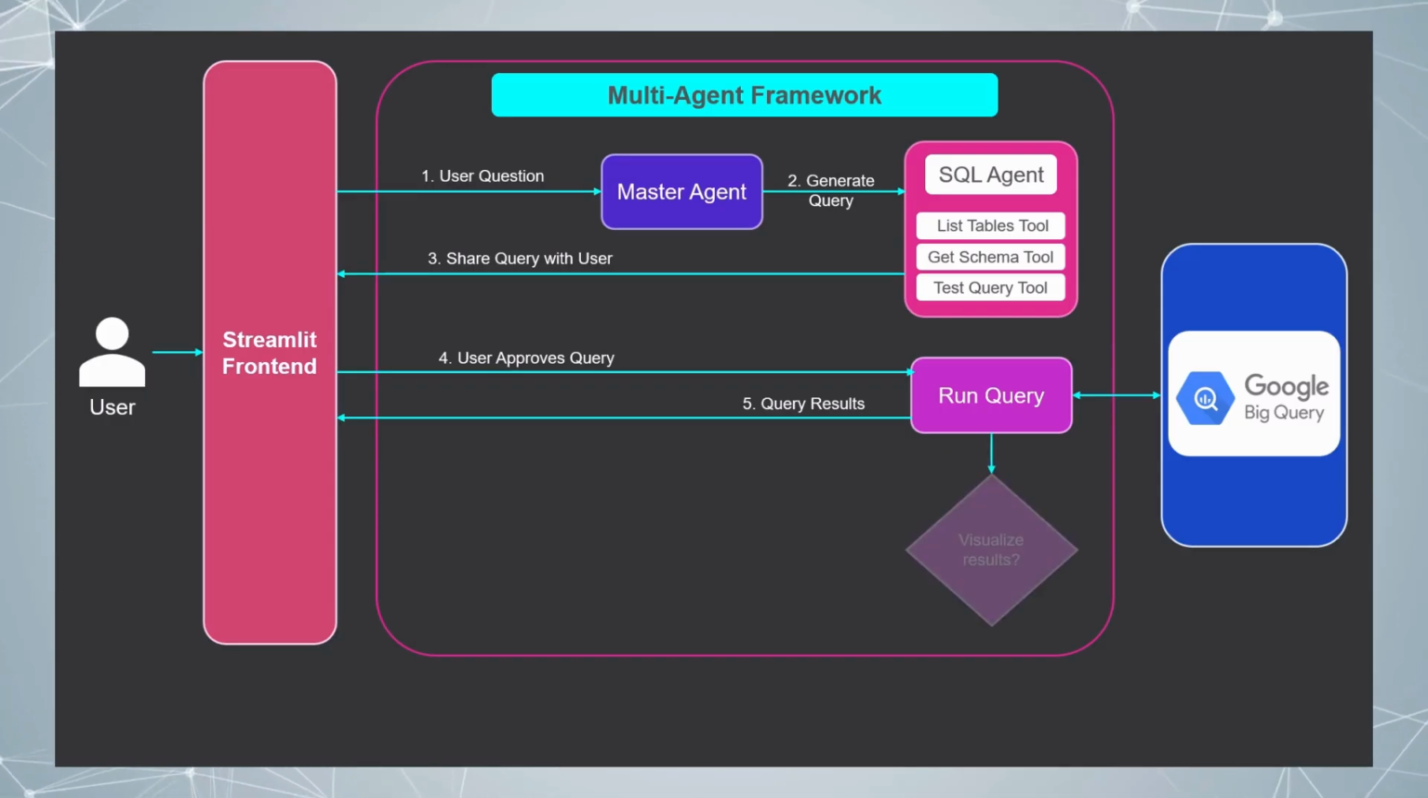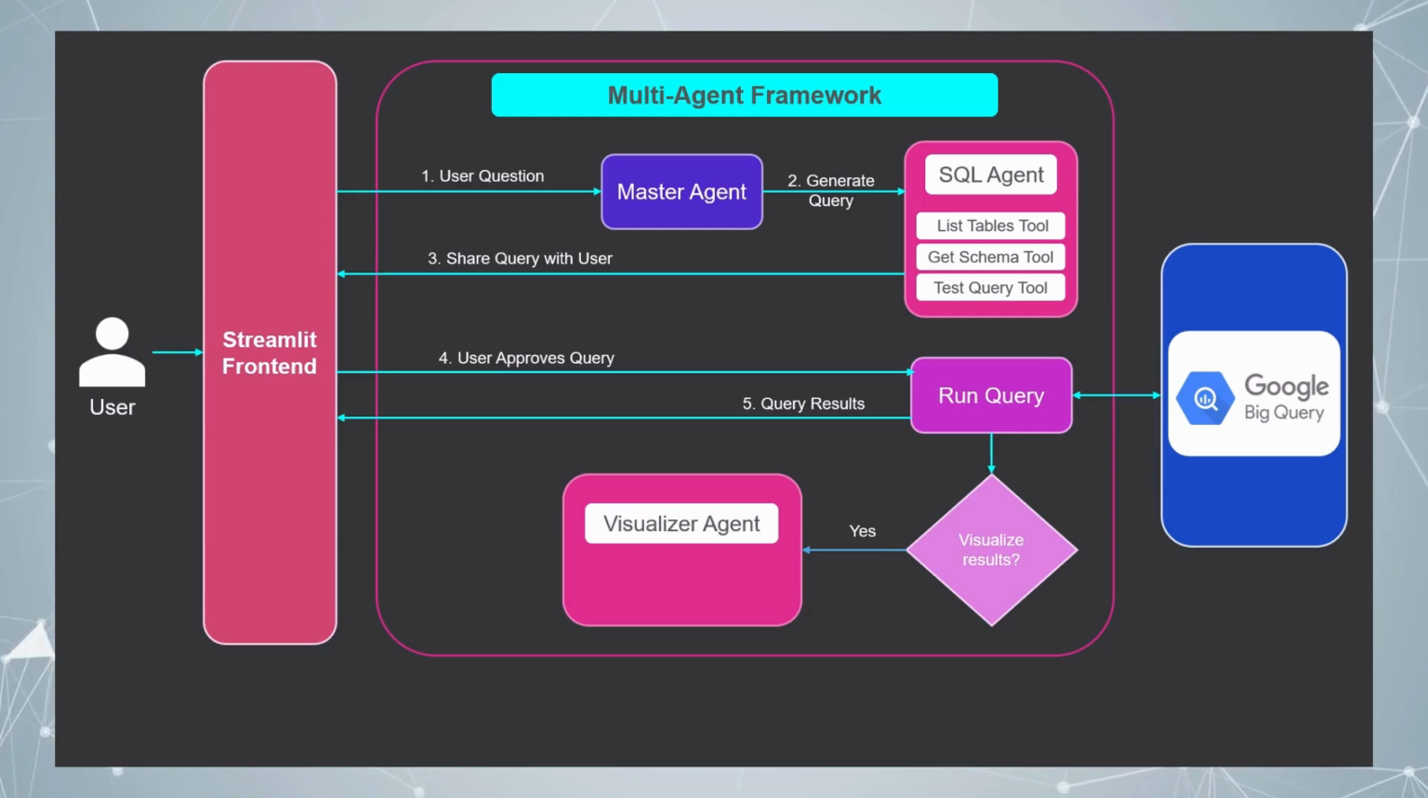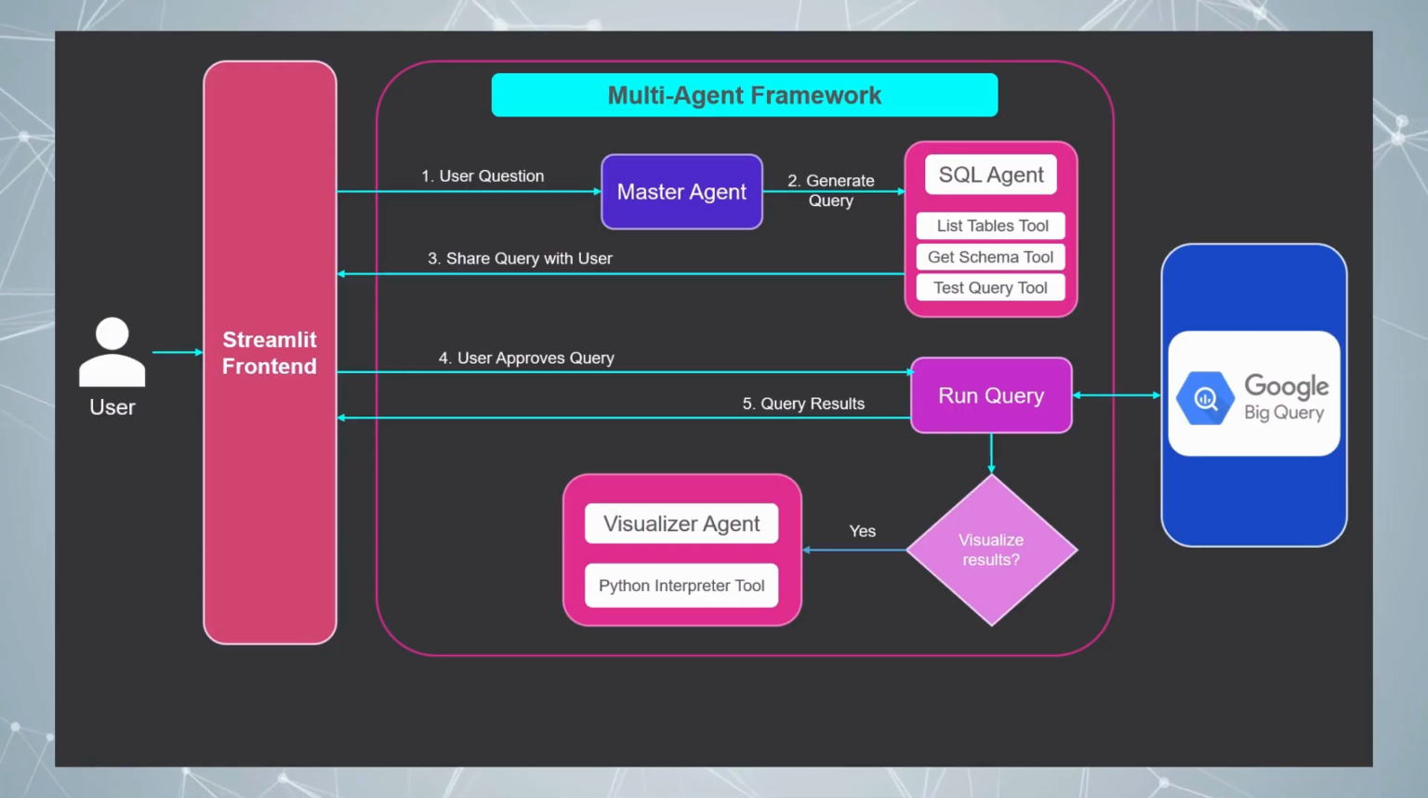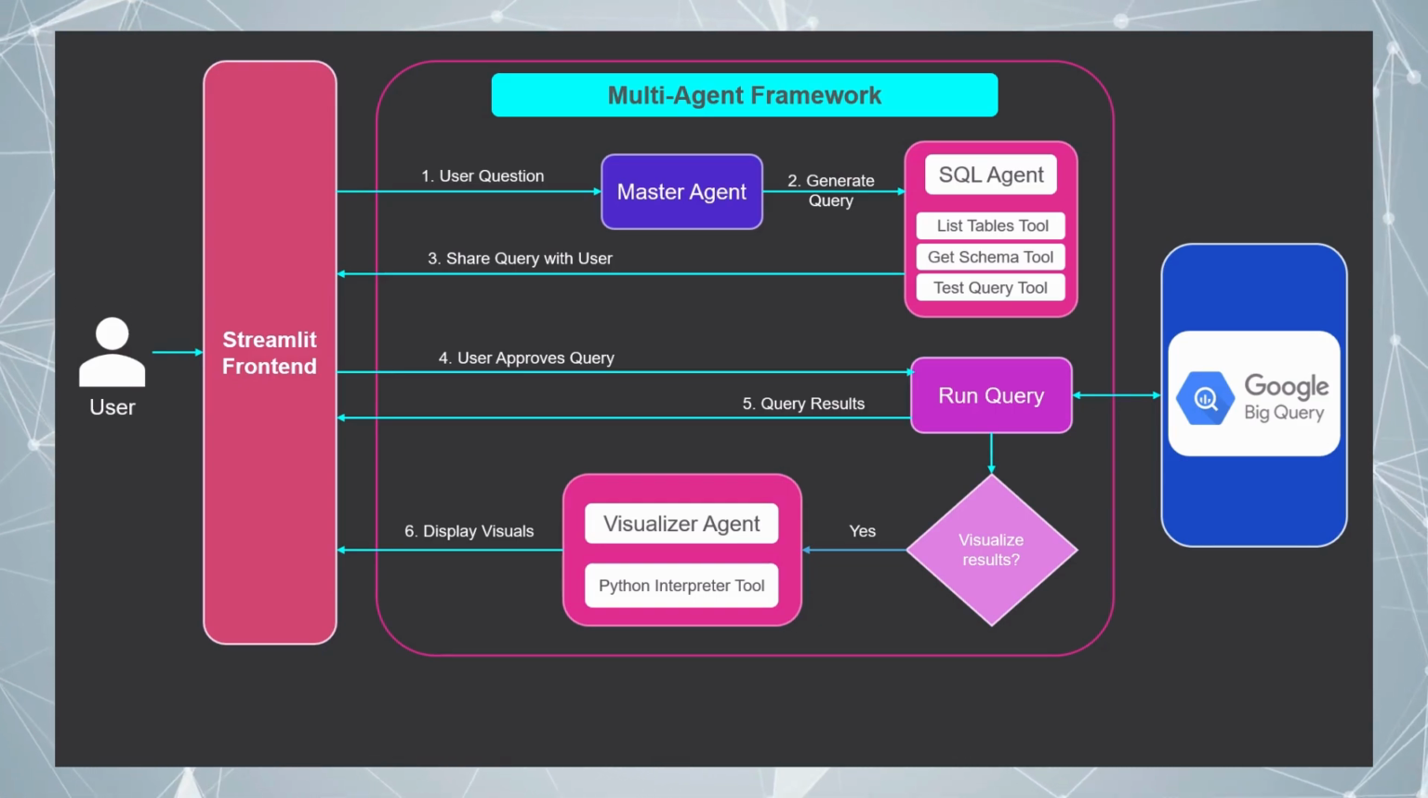Does the user want to visualize the results? If yes, the task is passed to the visualizer agent, which uses the Python interpreter tool leveraging Plotly to convert raw data into visuals, bar charts, time series, or comparative dashboards. The final visuals are delivered back to the Streamlit frontend, where the user can explore them in real time.